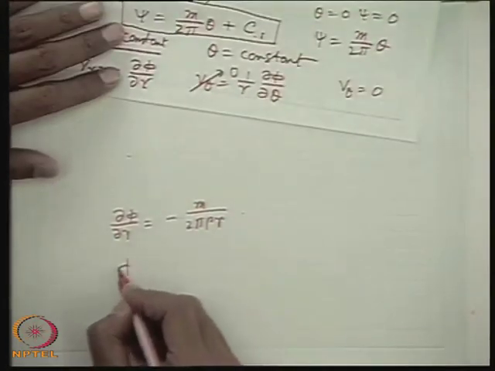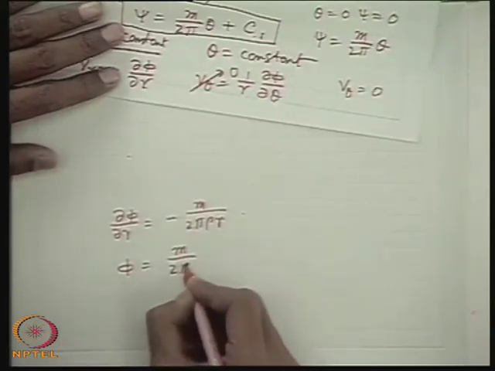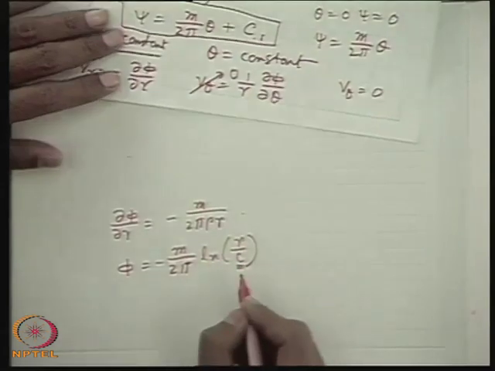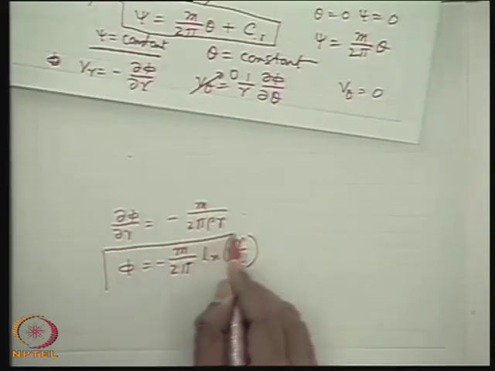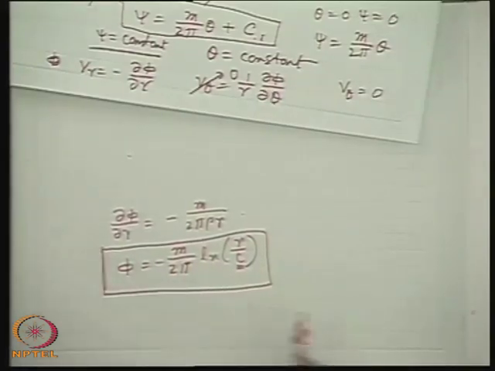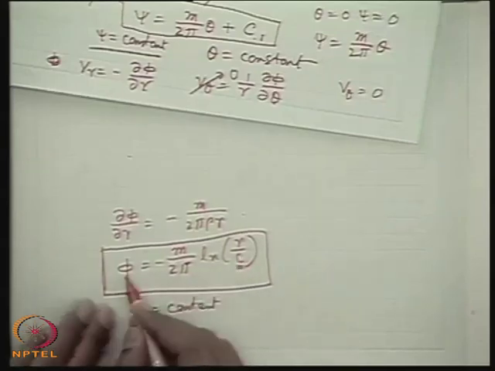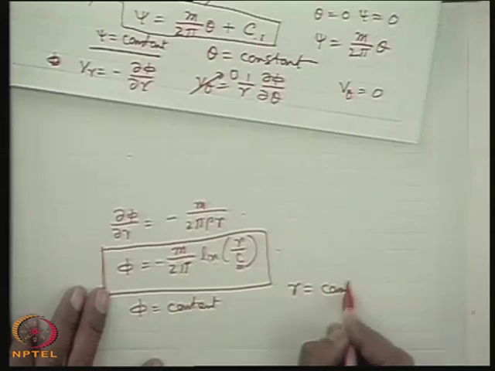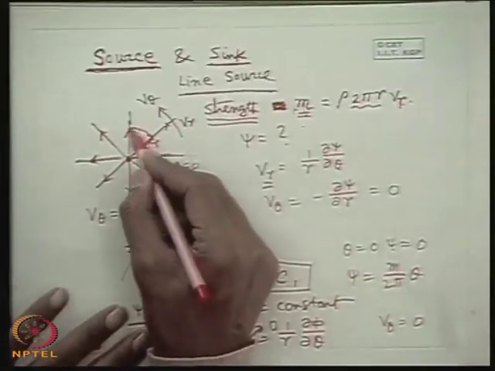If you just integrate it, it will be phi equal to minus M by 2 pi rho ln r, and we just introduce some constant, so M by 2 pi ln r by c. So this is the expression for the velocity potential function. So phi equal to constant lines will be the lines along which this is constant, which means ln r by c is constant, which means r is equal to constant. So r equal to constant lines will be the phi lines. That means phi lines will be the concentric circles.